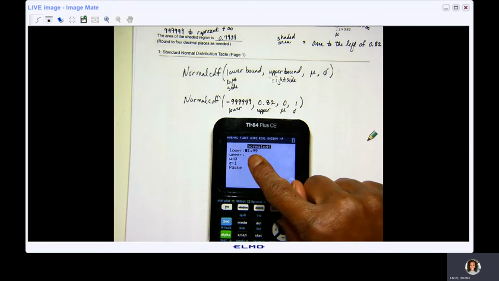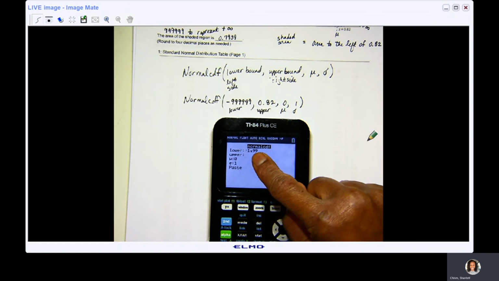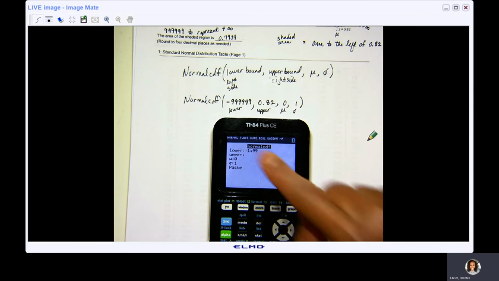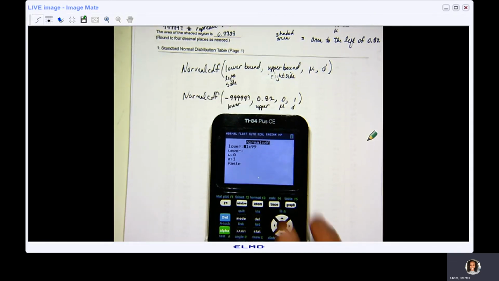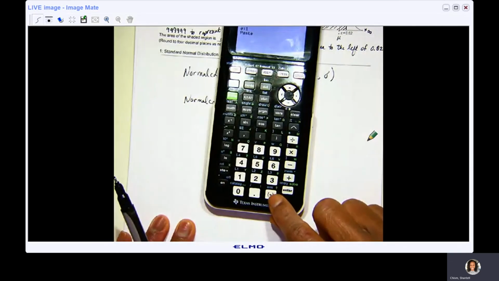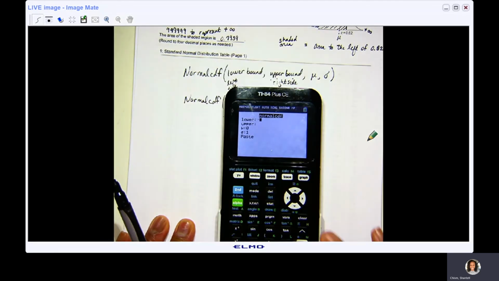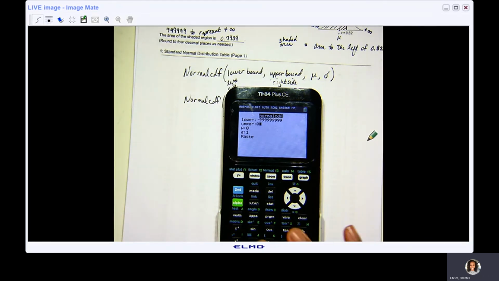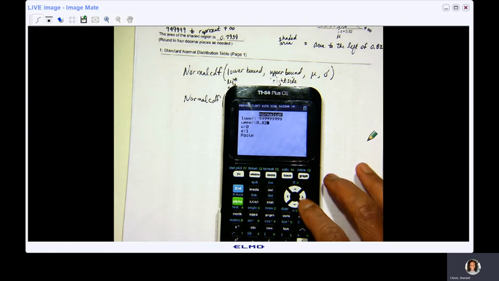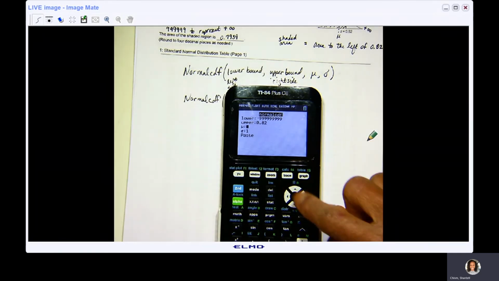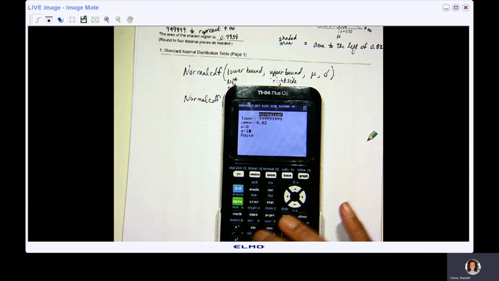Now my calculator has negative 1E99. That also represents negative infinity, but a lot of times students don't know where to get that little E from. So just type negative. Here's your negative key right here. Make sure you use the negative and not subtraction. So just type negative and just do a bunch of 9s. That's your lower bound. Your upper bound is the 0.82, so 0.82. Your mean is 0, your deviation is 1, so 0, 1. And then we're going to hit paste.